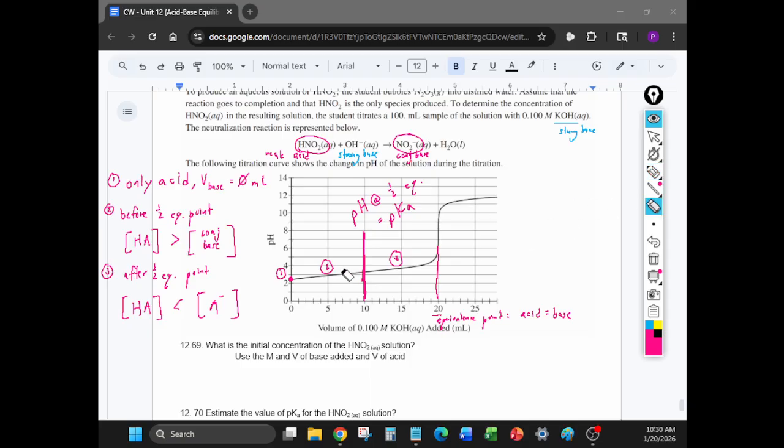So if we take a look at this as our example, this is our halfway equivalence point at 10 milliliters. The pH, if we look at it, is slightly above 3, right? Just very slightly above 3, not halfway yet. So if you look at 1270, it's asking to estimate the pKa value. You should give a pKa value somewhere around 3.1 to 3.4, and that's going to be the pKa of this solution.